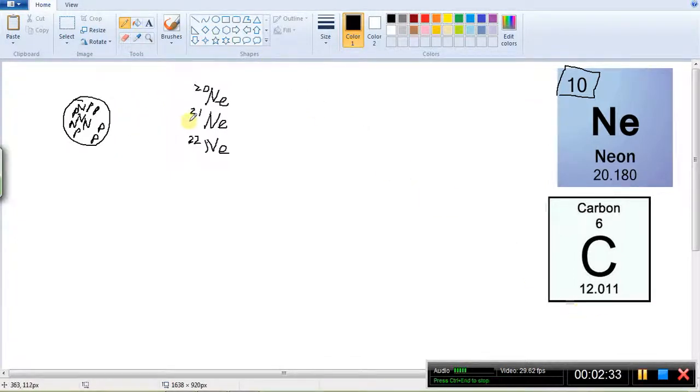Because remember, the atomic mass of an atom is the number of protons plus the number of neutrons. So if we look at this neon atom, neon-20, we know it has 10 protons because neon always has 10 protons. That's its atomic number. And we know protons plus neutrons will give the atomic mass, and if the atomic mass is 20, we know it must have 10 neutrons in this one.